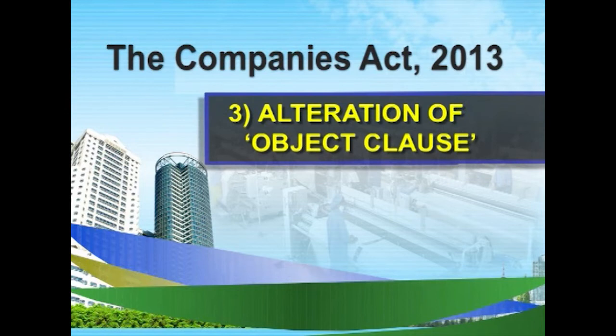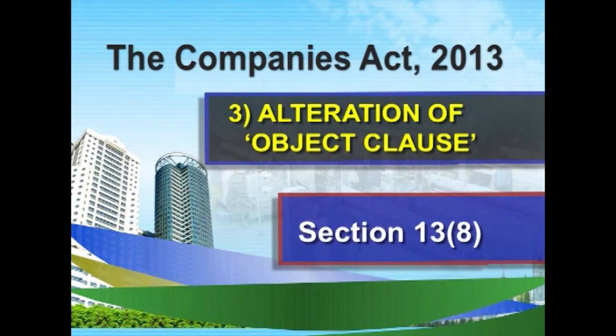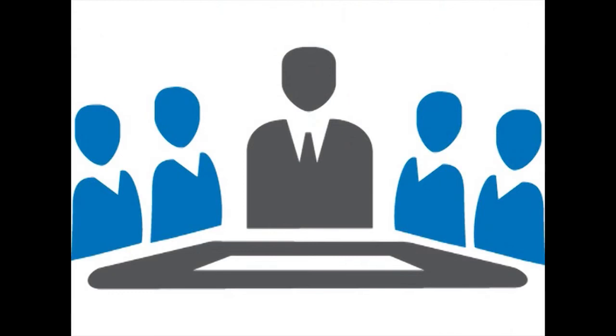3. Alteration of object clause. According to section 13, subsection 8 of the Act, a company can change its object clause simply by passing a special resolution. The prescribed details of the resolution should be published in the newspaper, and the same has to be placed in the website of the company. The dissenting shareholders have to be given an opportunity to leave the company if they so desire.